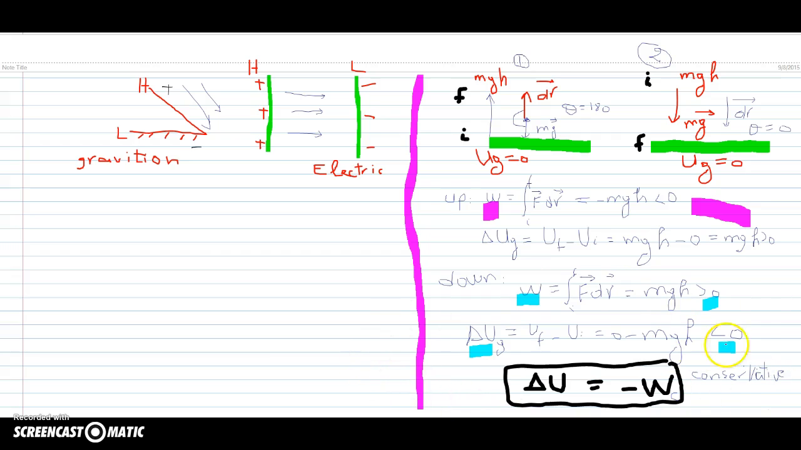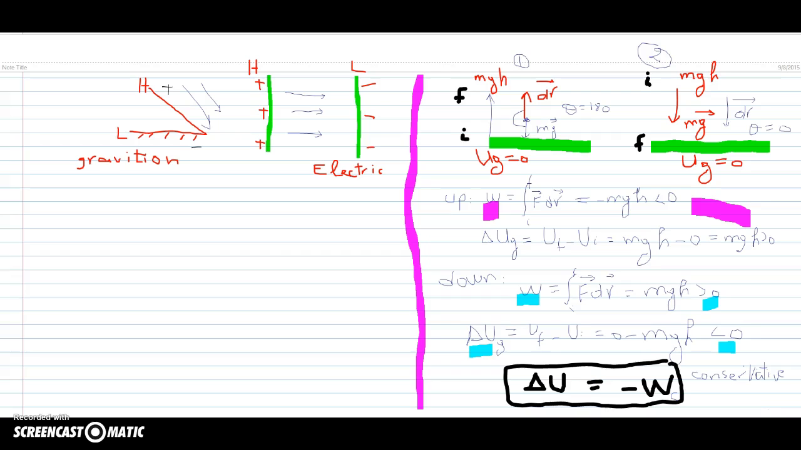Okay. All right. So this is the characteristic of this gravitational force. It is a conservative force, because the change in potential energy is equal to the negative of the work of this force on a particle within that field.